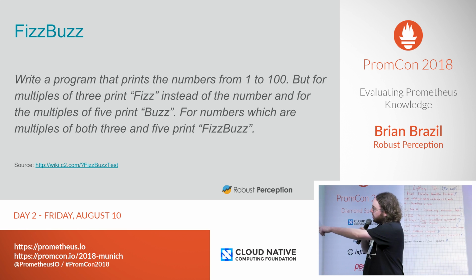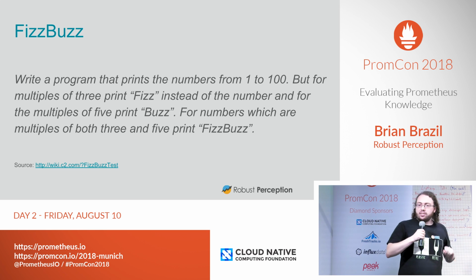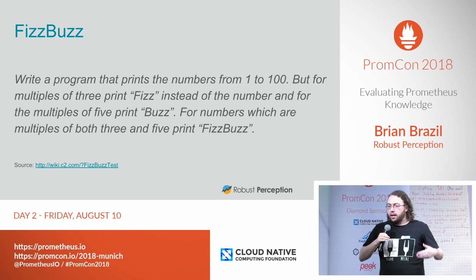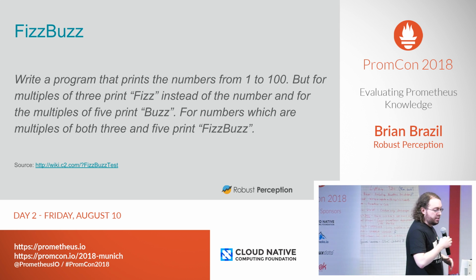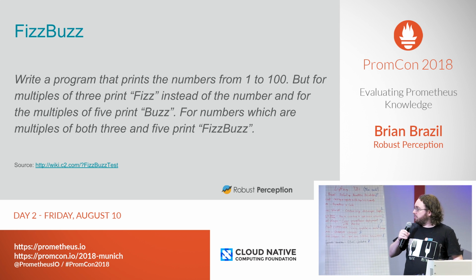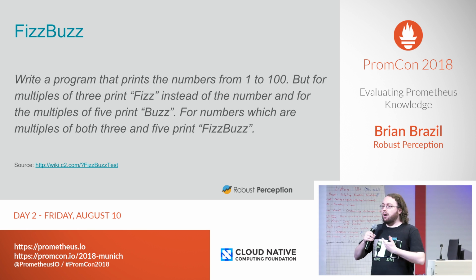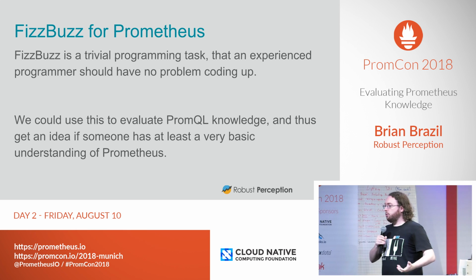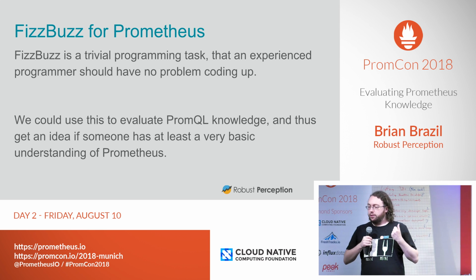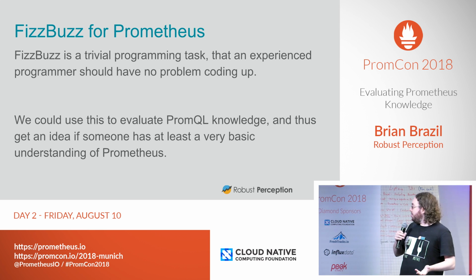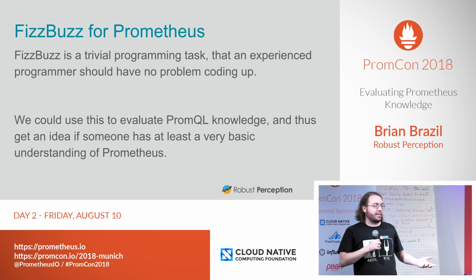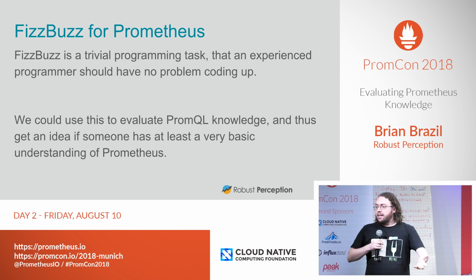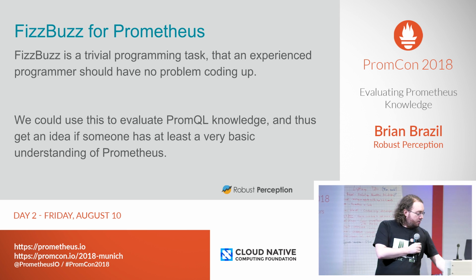That's the entire thing. If you go to C2, which is the original wiki, you can see lots of different examples for that. So this is a pretty simple programming problem. And this is a common example of a FizzBuzz test, which is a low-pass filter, because a surprising amount of supposed programmers apparently can't do this. So we can take this tool, which has been developed outside of Prometheus, and use it for Prometheus. Because we can use this to evaluate PromQL knowledge and get an idea, like, you should be able to do basic PromQL, right? So if it's easy in any programming language, it should be easy in PromQL.